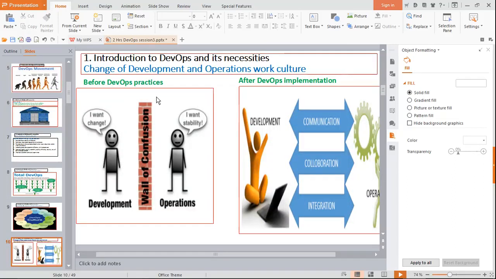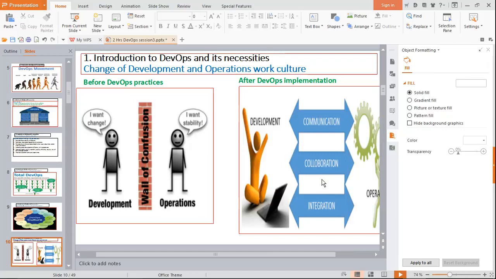When you have this kind of practices in picture, you will compare what happened earlier, what is now in DevOps practices duration. Before DevOps practice, the development and operations teams will have a wall of confusion. What is this guy's role? What is that guy's role? They don't have understanding, and non-collaboration will happen. That is the culture. And after DevOps implementation, what happens? These are the characteristics, these are the practices being followed by the team: communication, collaboration, integration.